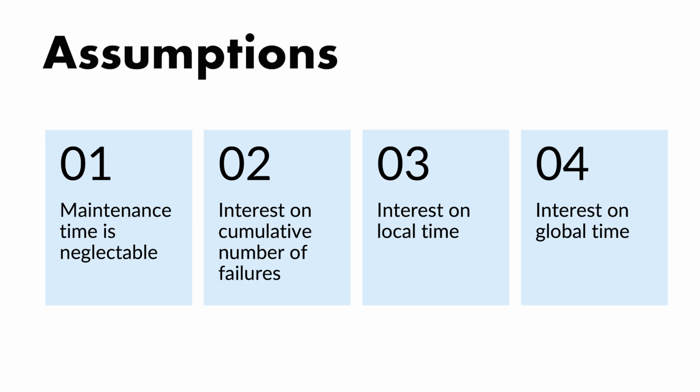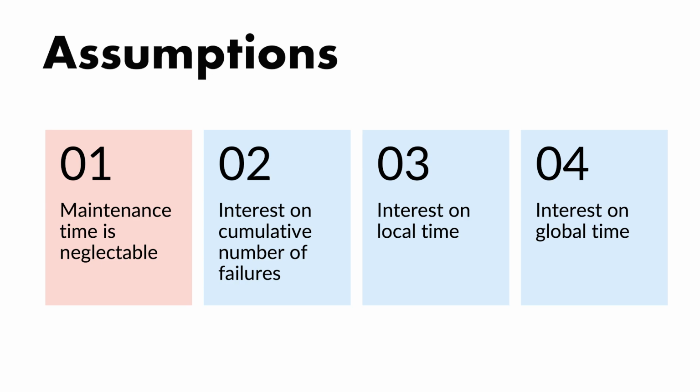As usual, we have the assumptions of the lecture. The first assumption that we need to make when we study repairable systems is that we care only about the reliability of the system, so the maintenance times are neglected. We don't study how the maintenance actually occurs, or at least the time that it takes to perform a maintenance action.